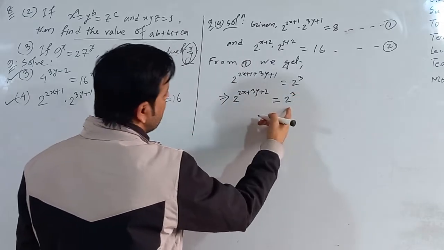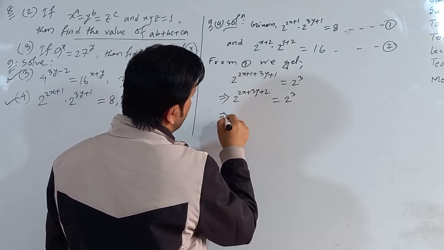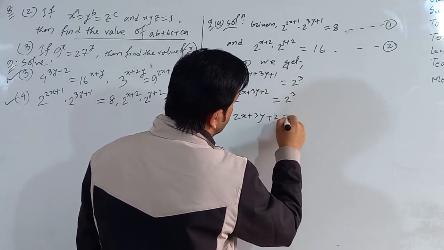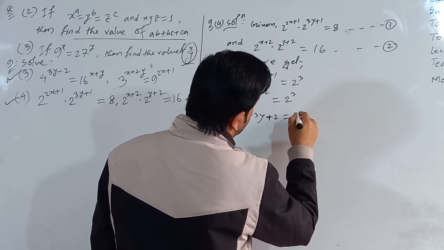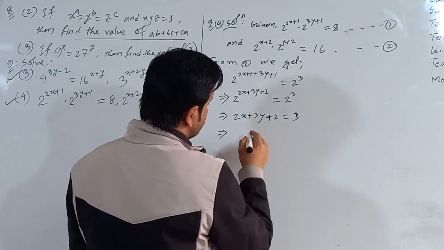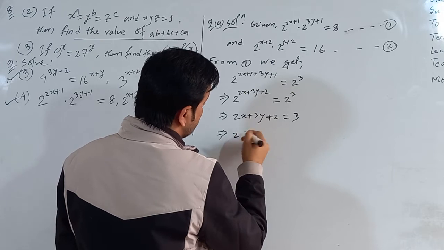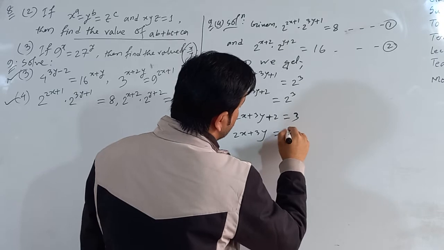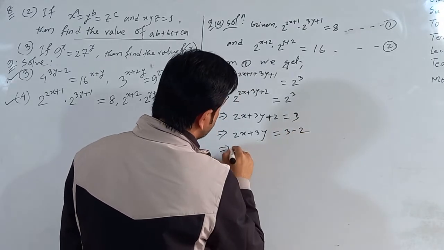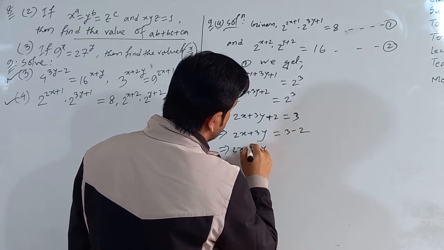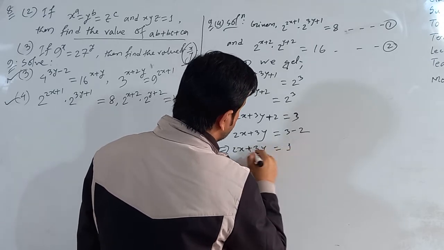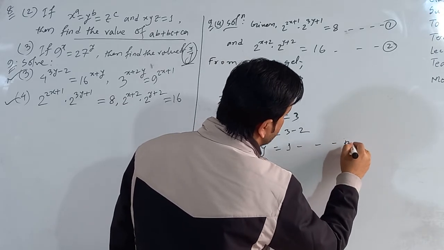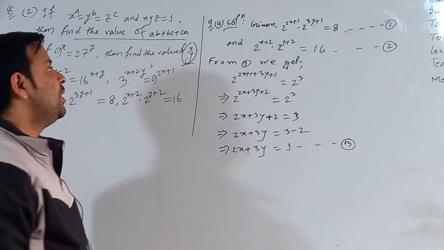Dear students, you know here the bases are the same, so the indices will be the same. 2x plus 3y plus 2 is equal to 3. So we can write 2x plus 3y is equal to 3 minus 2, that implies 2x plus 3y is equal to 1. This is equation 3.